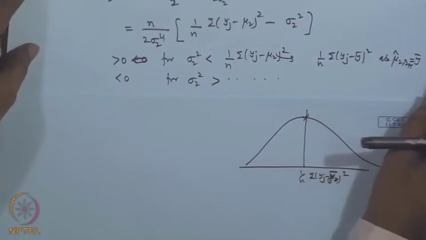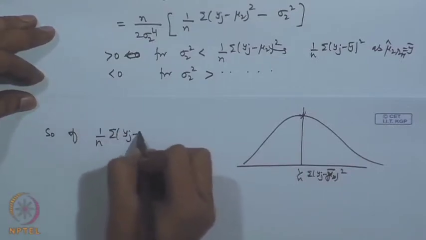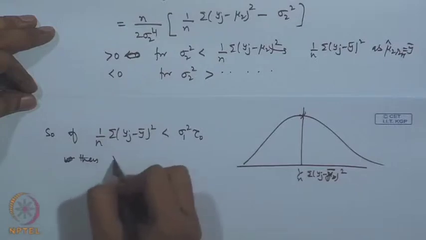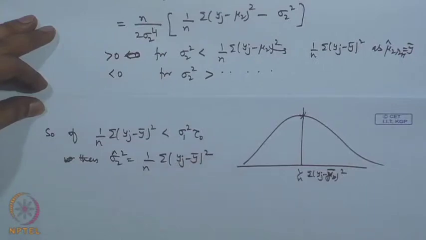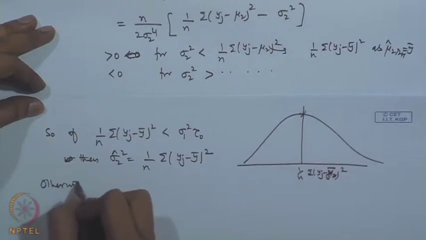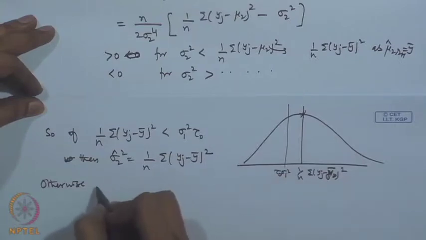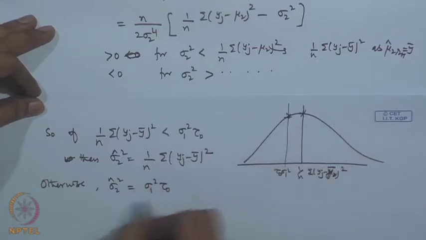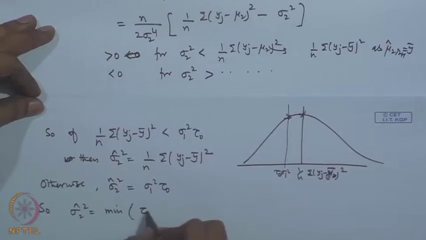Okay. So, if 1 by n sigma y j minus y bar square is less than sigma 1 square tau naught, then sigma 2 head square is equal to 1 by n sigma y j minus y bar square. Otherwise, suppose tau naught sigma 1 square is here. If that is happening, then this maximization occurs at this point, that is sigma 2 head square equal to sigma 1 square tau naught. So, we are saying sigma 2 head square is equal to the minimum of tau naught sigma 1 square and 1 by n sigma y j minus y bar square.